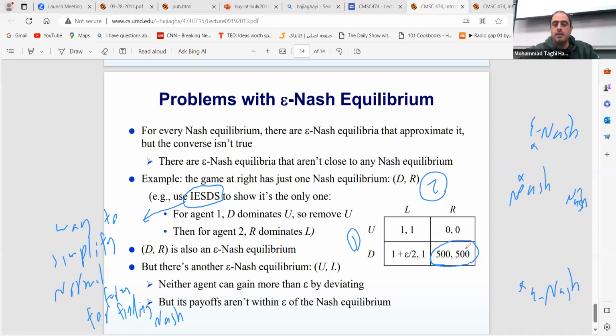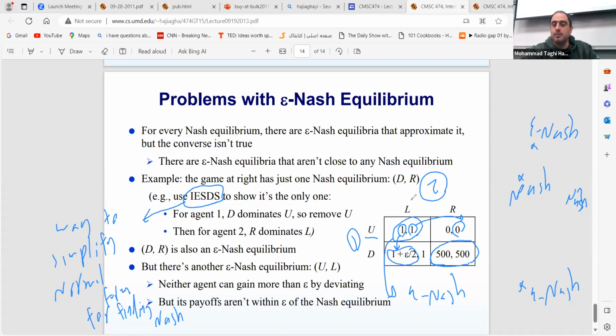However, you can see that, of course, as we discussed, because DR, 500, 500 is a Nash, it is also an epsilon Nash. Every Nash is an epsilon Nash for any epsilon. But if you consider UL, that is an epsilon Nash as well. Why? Because if the first guy is choosing U, the second guy does not want to change it because instead of 1, it gets 0. But if the second guy decides to go L, the first guy also does not want to change it because from 1, it goes to 1 plus epsilon to the 2. And the marginal gain is less than epsilon. So he does not want to change. So UL is an epsilon Nash here.